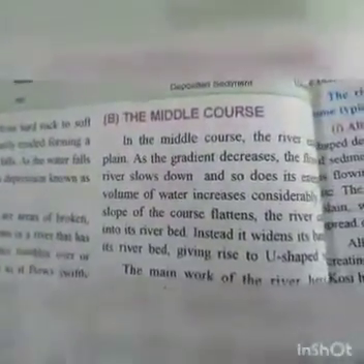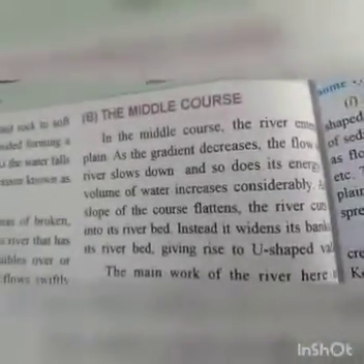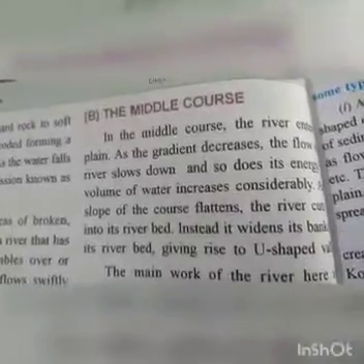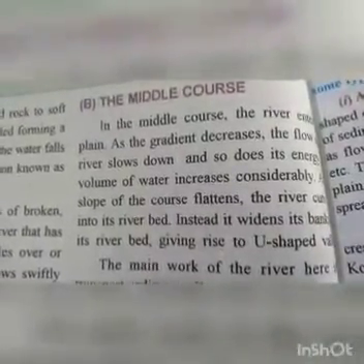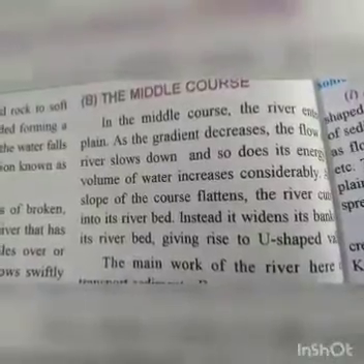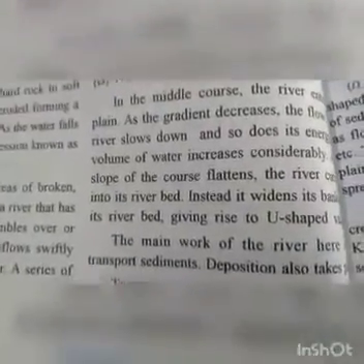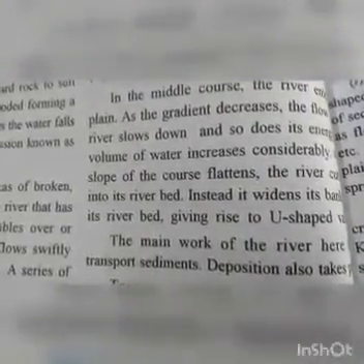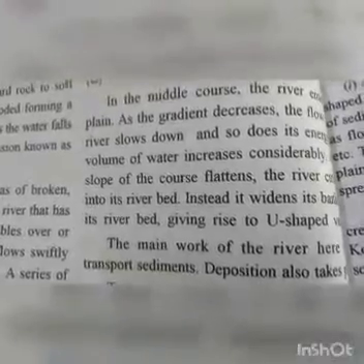Now next is the middle course. In the middle course, the river enters the plain as the gradient decreases, the slope decreases, right? So the flow of the river slows down because the gradient decreases, height is not there, slope is not there, so the speed of the river slows down. So does its energy. Volume of water increases considerably.